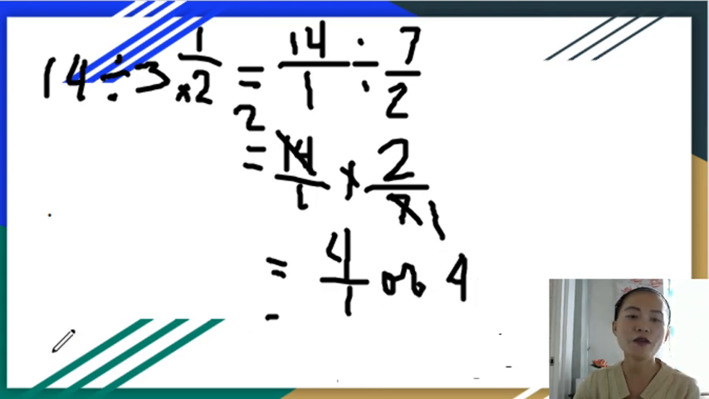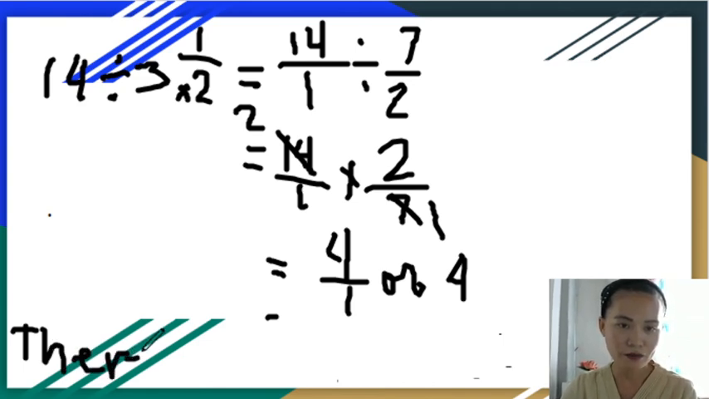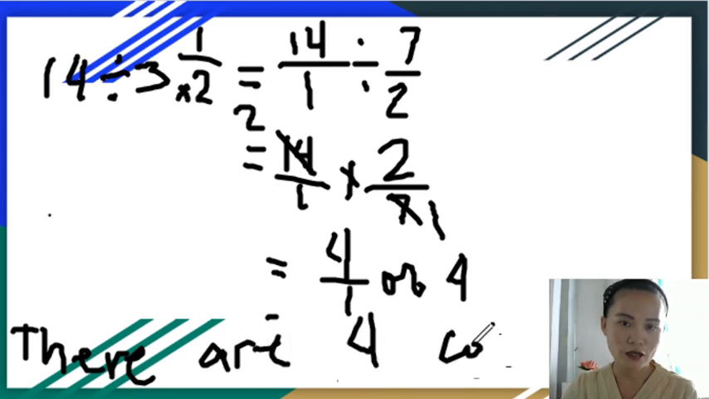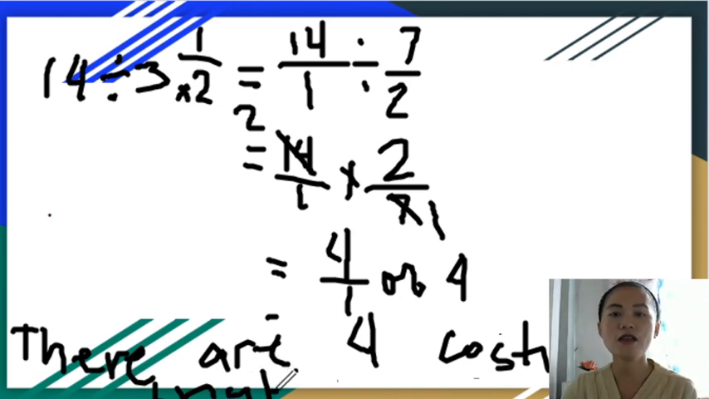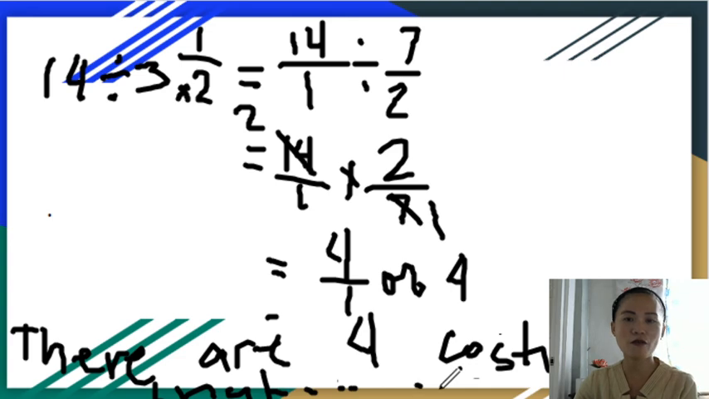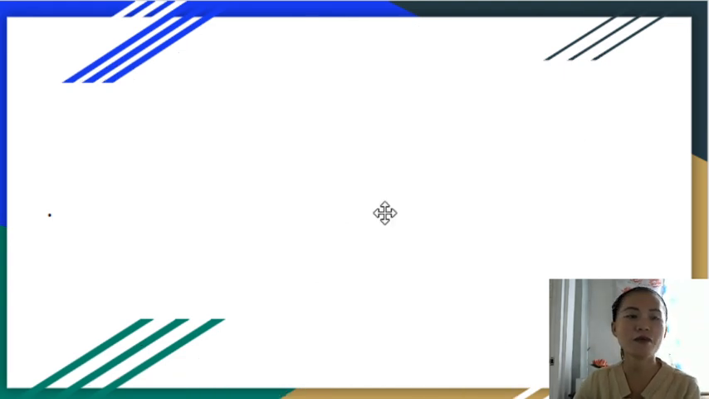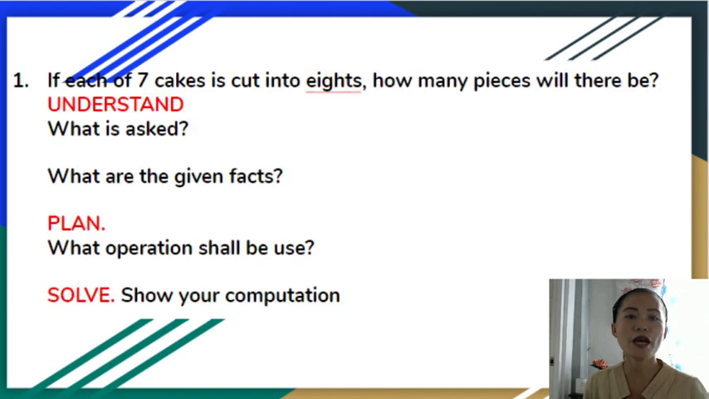Okay? So therefore, the final answer is, there are four costumes that can be made in 14 yards. Okay? So ganun lang kadali. So there are four costumes that can be made in 14 yards. Okay, another example. What if we have this one?